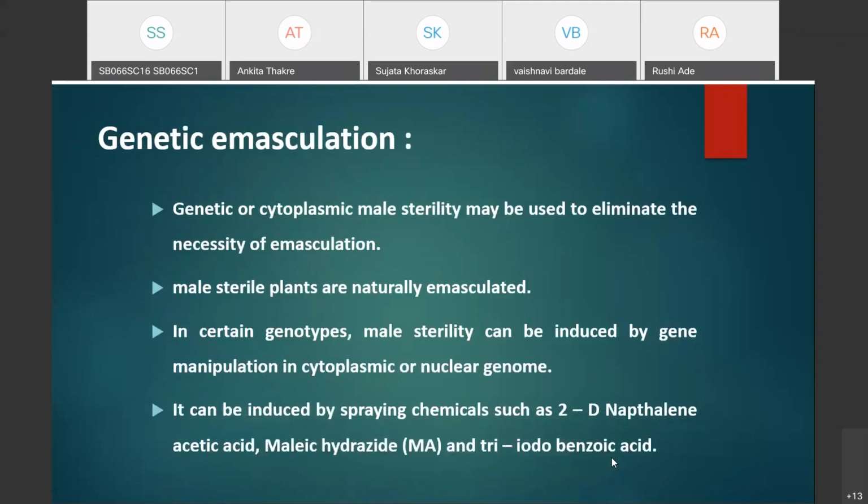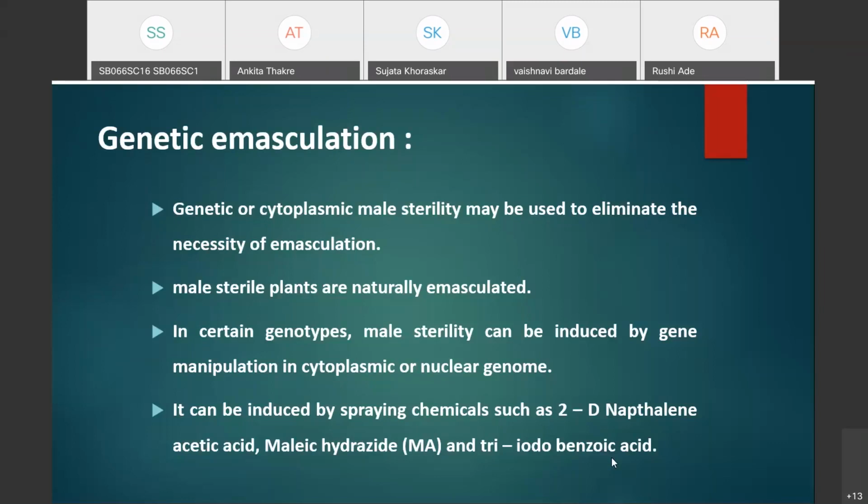Then the last method which is used for the emasculation is the genetic emasculation. What is meant by genetic emasculation? The genetic or the cytoplasmic male sterility may be used to eliminate the necessity of the emasculation.